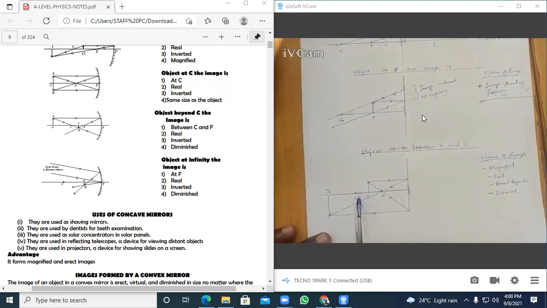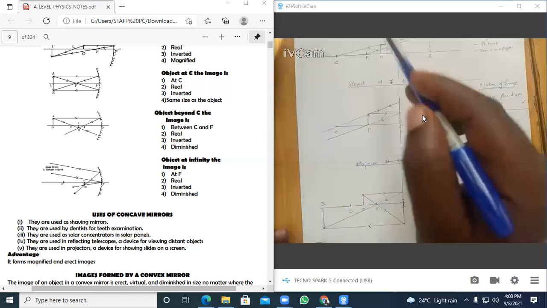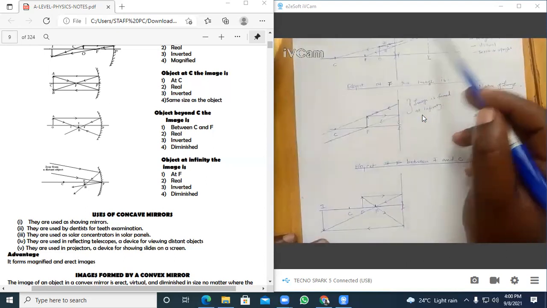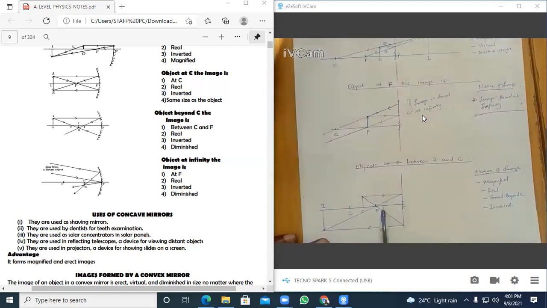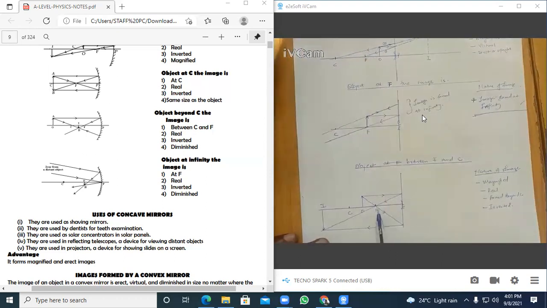Now, if the object is placed between C and F, the image is beyond C. The more you keep on moving the object towards this side, the image comes nearer this side. Are we together? Yes. Unlike this one where the object is between F and P, the image is this side. But now, as you keep on moving it to this side, the image goes to infinity.